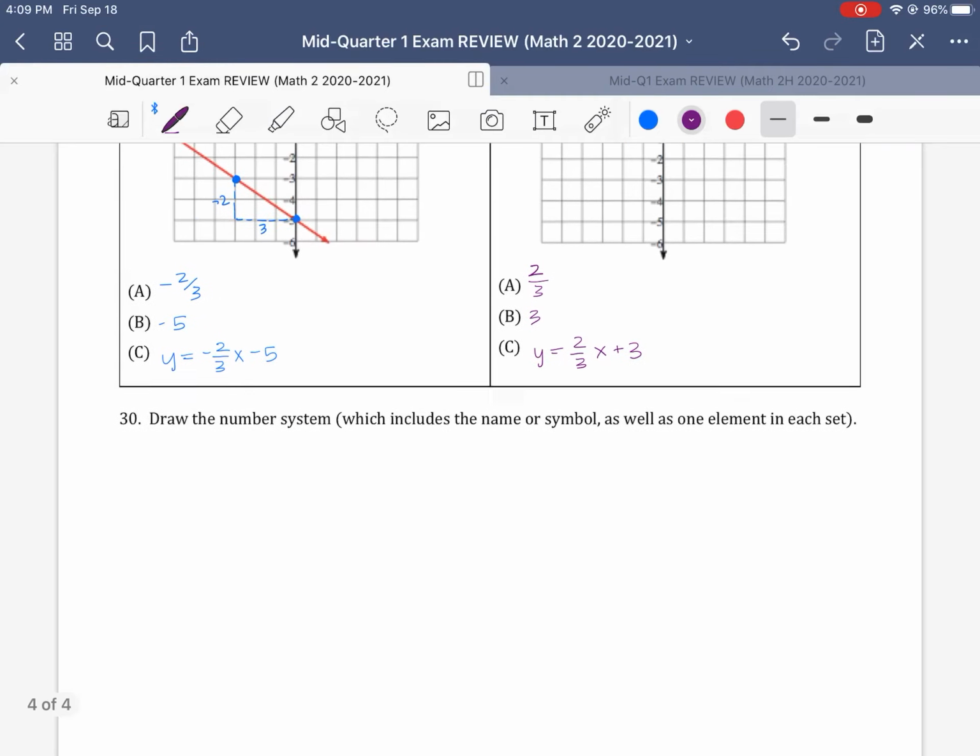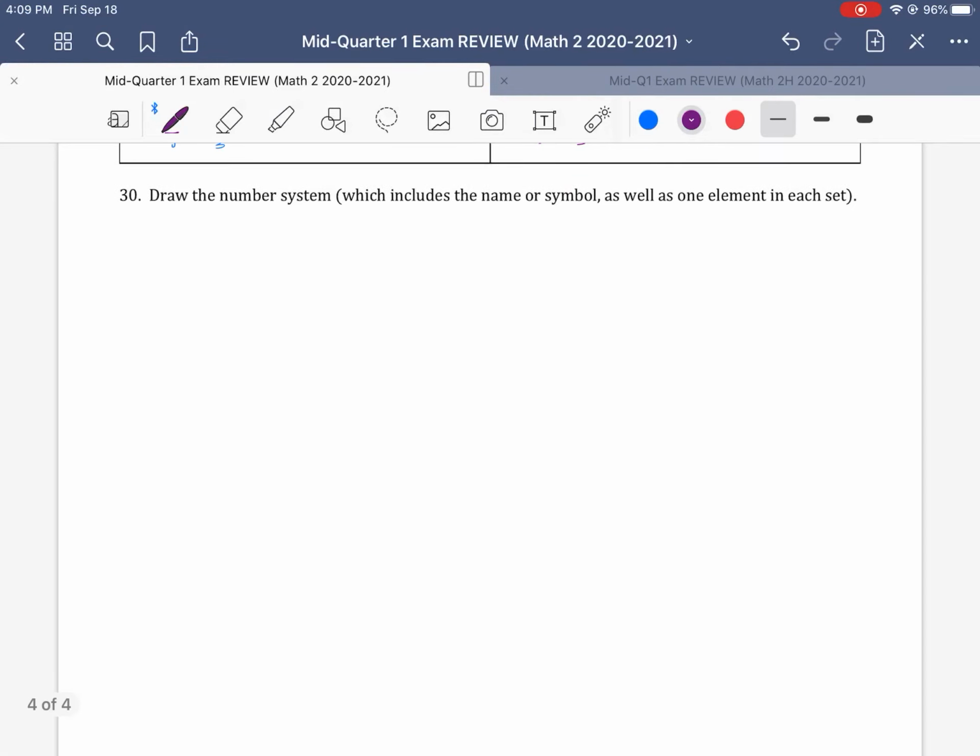Okay. The last one is drawing the number system. So remember, you won't be asked to draw the number system per se on your final exam, but you will be asked to determine which sets values belong to. So it's important we understand and remember what those names and symbols are. So let's start with our number system.